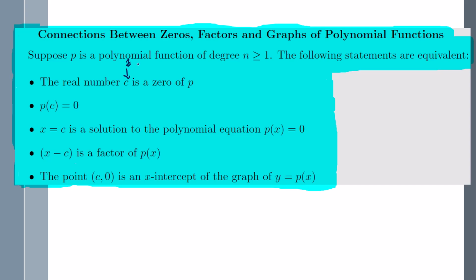Therefore, if you plug c in, you're going to get 0 because it's a zero. We would say that x equals c is a solution because it makes our polynomial 0, meaning if you set it equal to 0 and solve for x, that solution is what gives you 0. And if you know what your c is, you can write it as a factor of that polynomial when you go to divide. And zeros and x-intercepts are synonymous, interchangeable with each other.